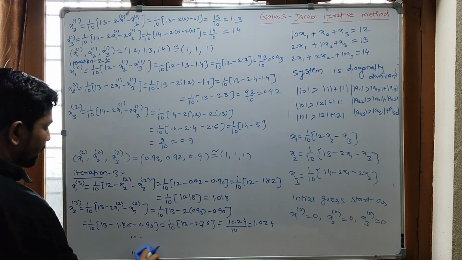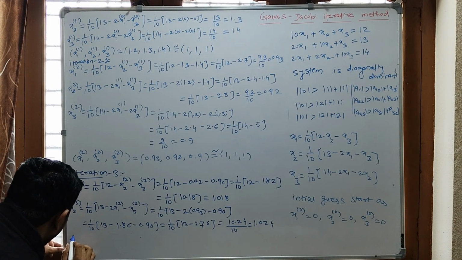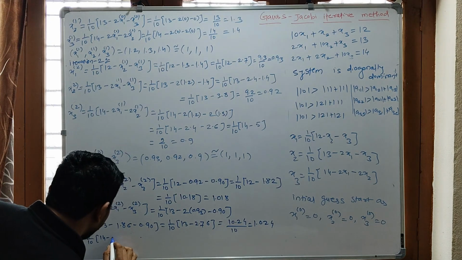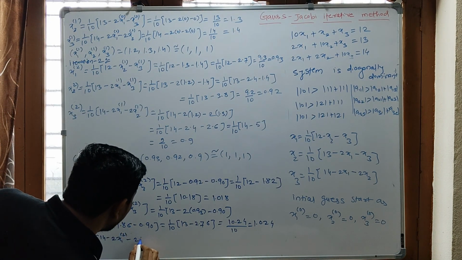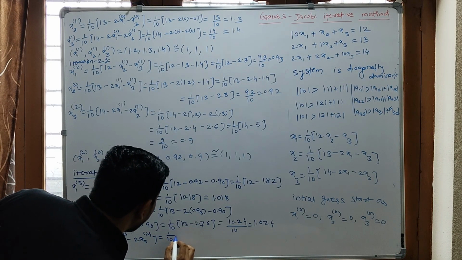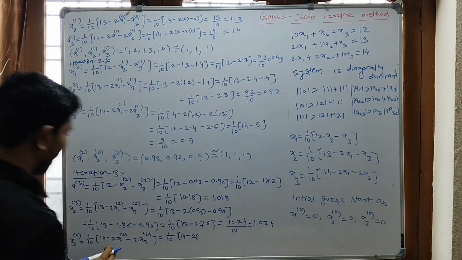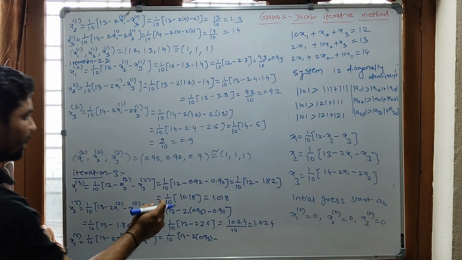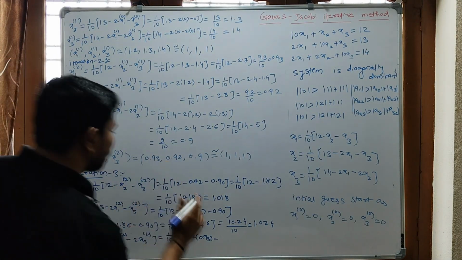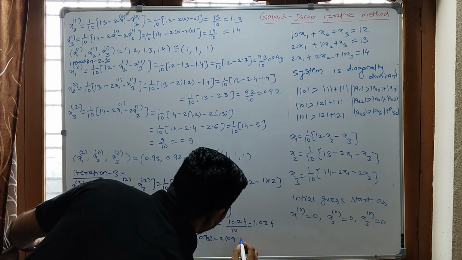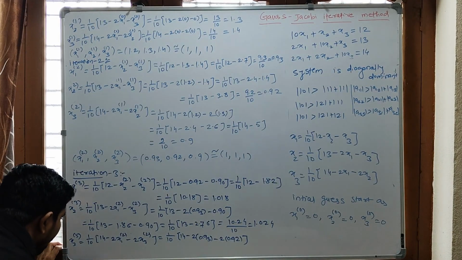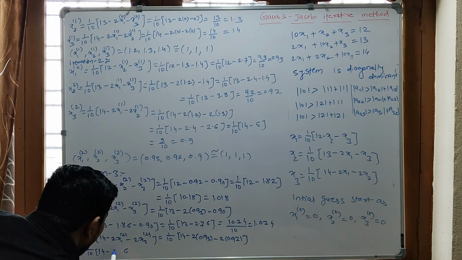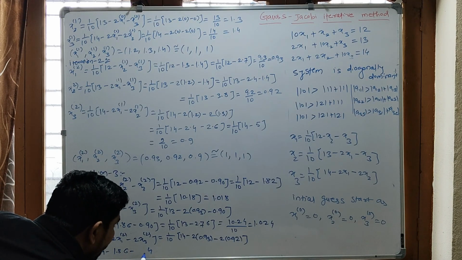Now find x3 at 3. Now I want to find x3 at 3, which is equal to 1 by 10 times 14 minus 2 times x1 at 2 minus 2 times x3 at 2, which is equal to 1 by 10 times 14 minus 2 times x1 at 2, that is 0.93, minus 2 times x3 at 2, that is 0.92. I don't have space, so I will write here 1 by 10 times 14 minus 1.86 minus 1.84.